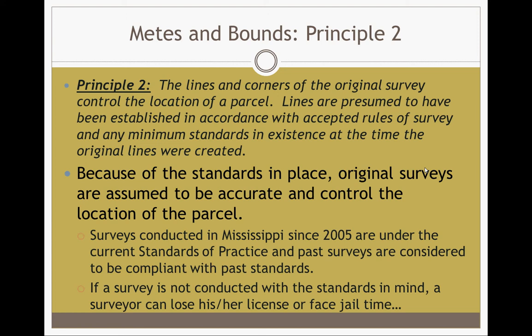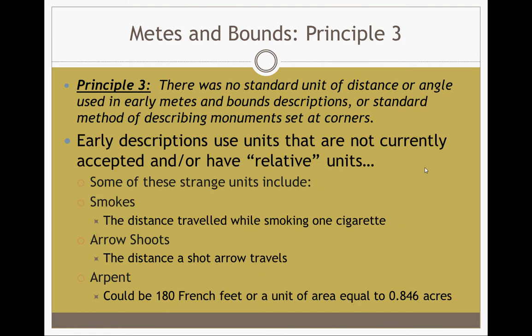Now, if a survey is not conducted with standards in mind, a surveyor can lose his or her license or face jail time, and that is absolutely true. You can't go out and just ignore standards and ignore evidence and ignore information that you find. You really need to focus in on that, or you can pay the consequences.